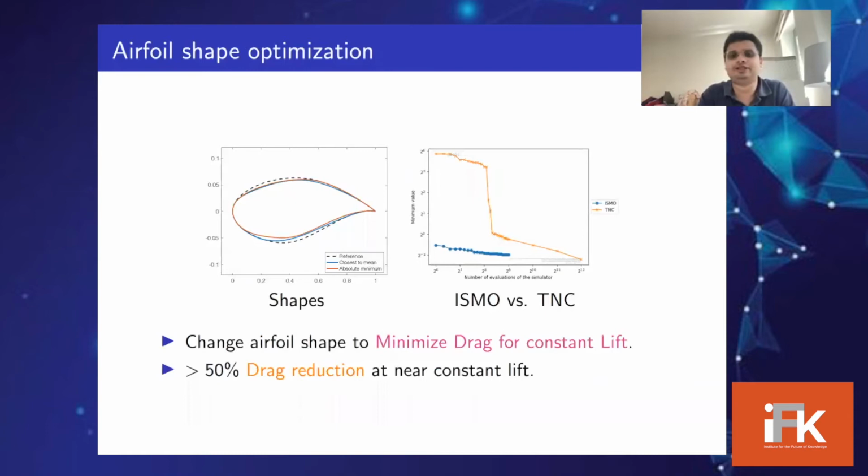And you can see the result of that. So you can optimize the shape. This was a reference shape. These two shapes are optimal shapes, two different types of optimal shapes. And both of them provide you with a 50% reduction in drag, which is a serious reduction.